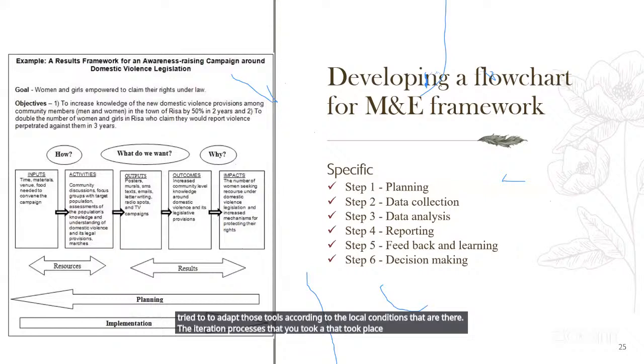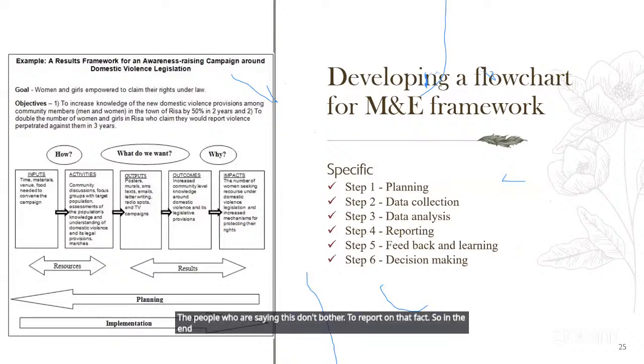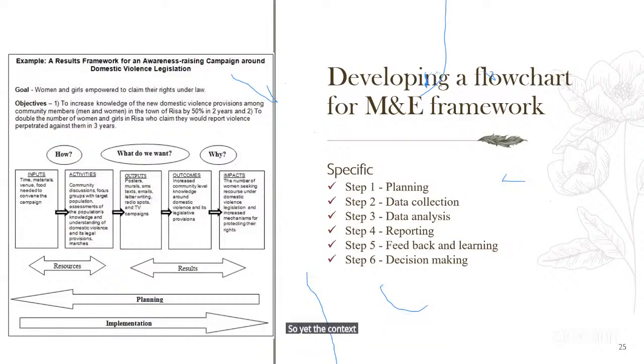So you would find that in some publications, the people or scientists don't bother to report on that part. So in the end, it would just appear that you just took one tool and then you applied it. The same way that you apply it in Rwanda is the same way that you apply it in Guinea. So yet the contexts are actually different.